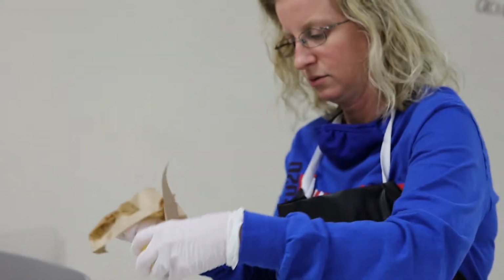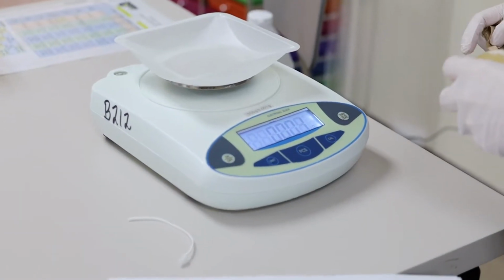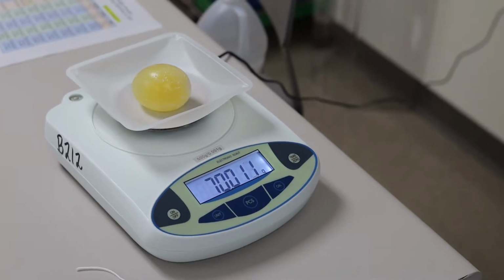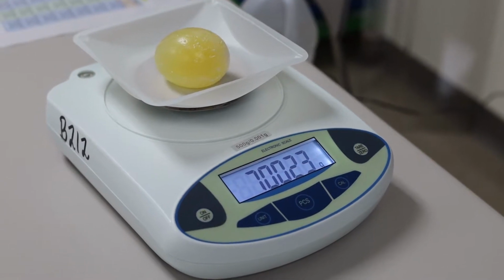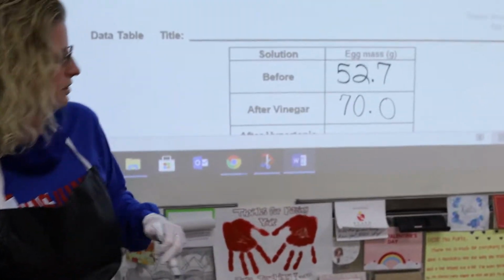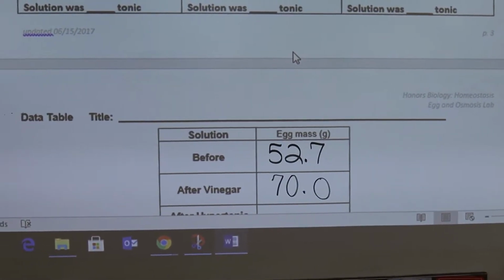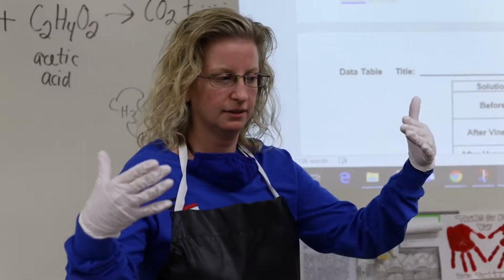And let's see what happened to the mass. Wait, was I zeroed out? I gotta make sure I'm zeroed out. All right, how does that compare to what it was before? 70.0. What happened to our mass? Coach Munch, what happened to our mass? I think it got bigger. Definitely got bigger. So that means that water moved into the egg.